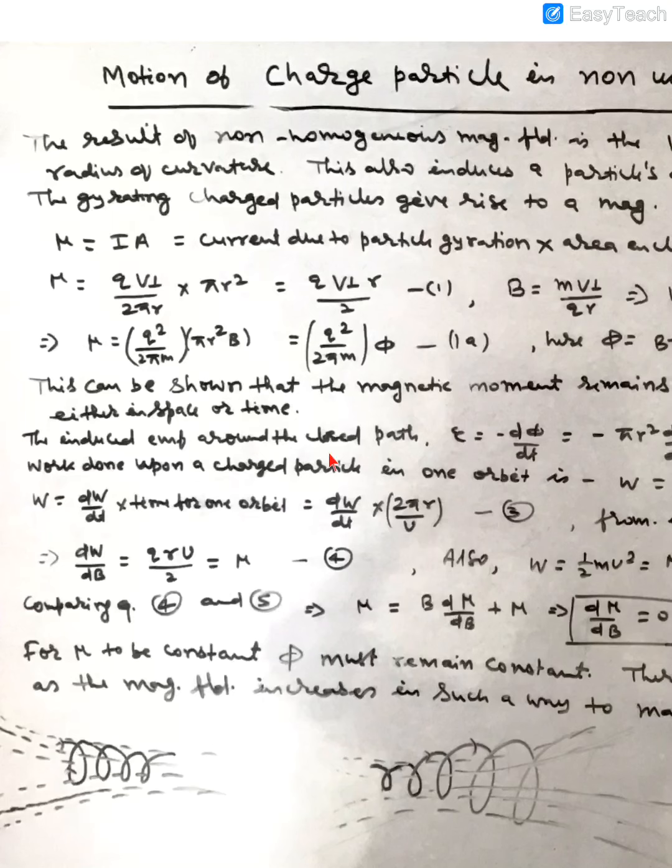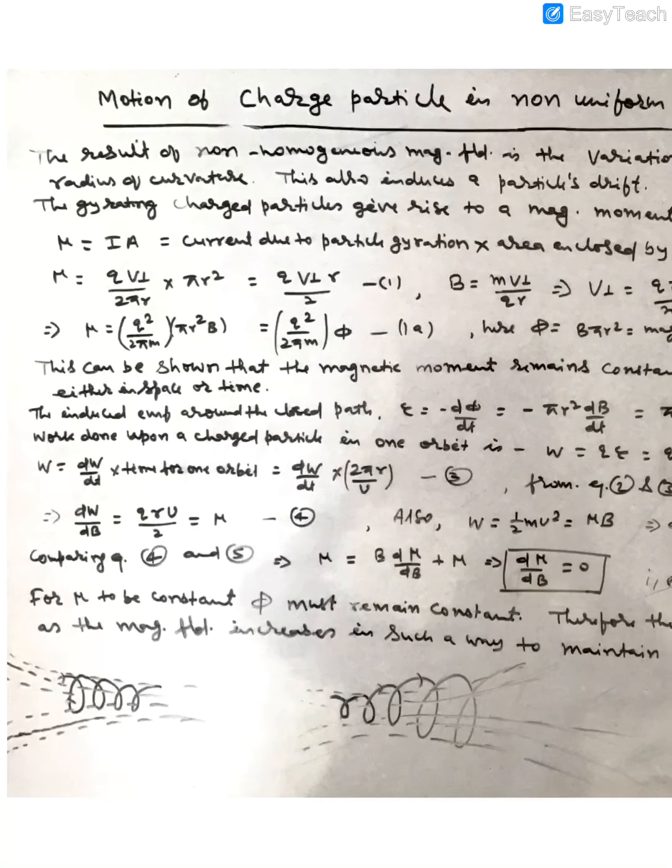This means that if the particle enters a region from lower magnetic field to higher magnetic field, in order to keep the magnetic flux constant, the particle orbit will be compressed, because we are moving from a lower to a higher magnetic field region.